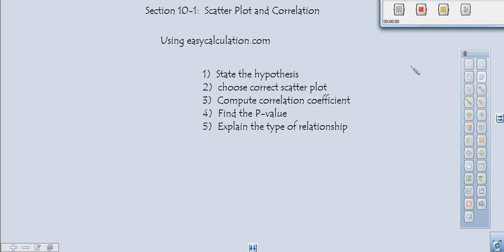Alright, this is a video where we're using Easy Calculator to test the significance, define and compute the correlation coefficient, find the p-value, and then explain that type of relationship. I've already done the calculations.